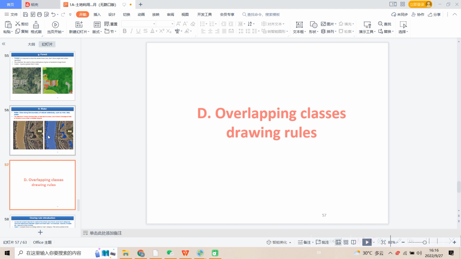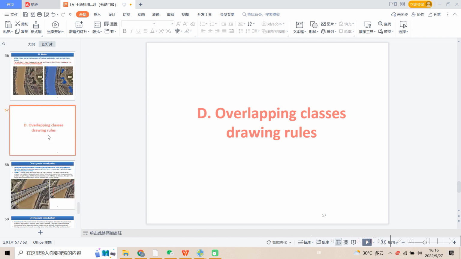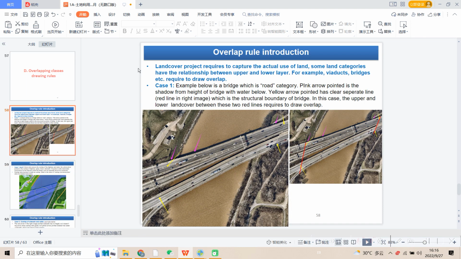So next, let's move to the overlapping classes drawing rules. The overlap rule is actually also very easy. Because the Landcover project requires capturing the actual use of land, and some land categories have a relationship between the upper and lower layer, for example the viaducts, bridges, etc., we are required to draw the overlap for those cases.